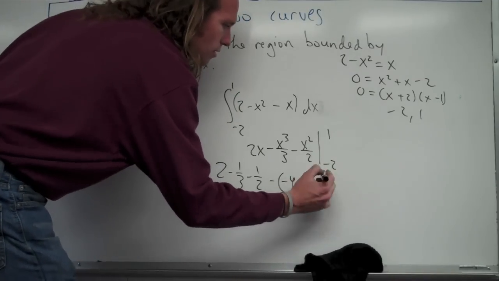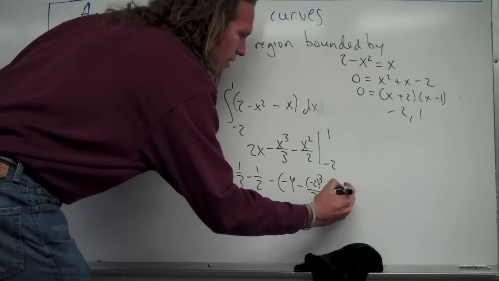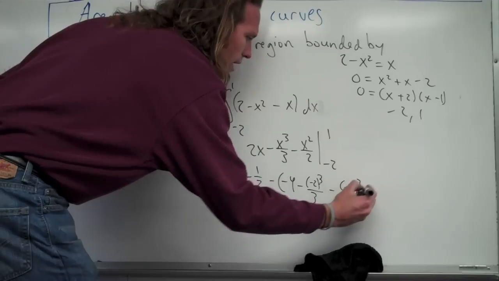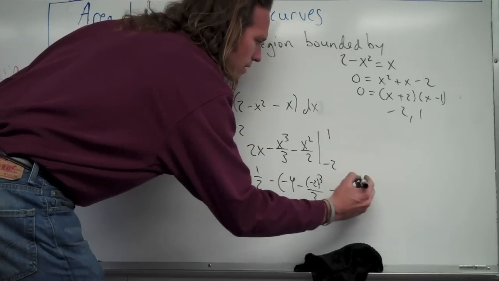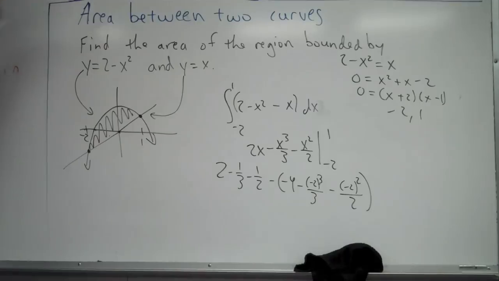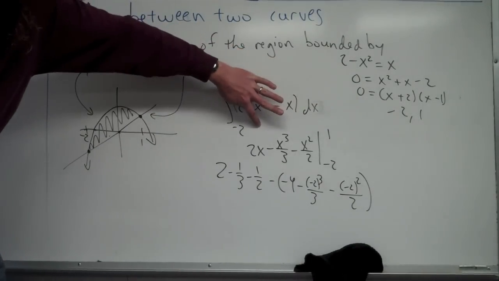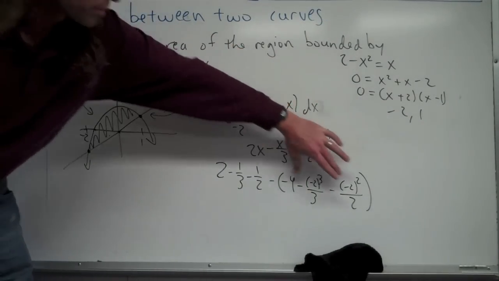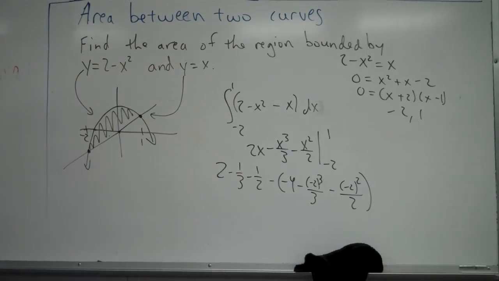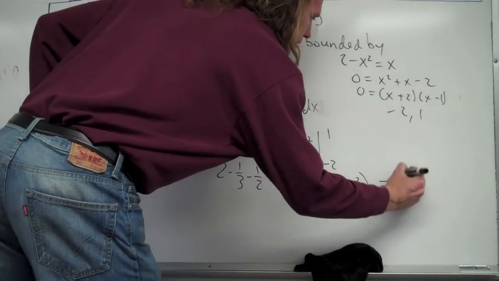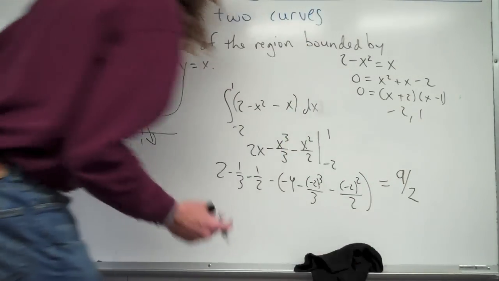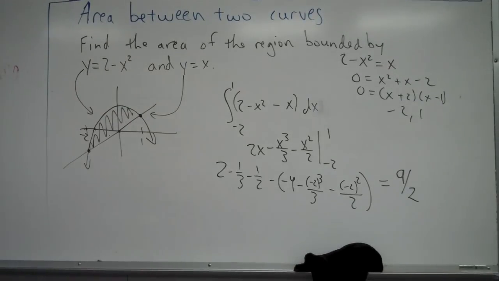I'm sorry, that's a cube right there. And then minus -2 squared over 2. So again, all I did right there is I took the 1 and I plugged it in first, minus, took the -2 and plugged it in. And right now it looks kind of ugly. That does simplify to 9 over 2. Okay? So if you need to practice simplifying that, you can go ahead and work through it, and you should be able to find a common denominator and simplify it down to 9 over 2.